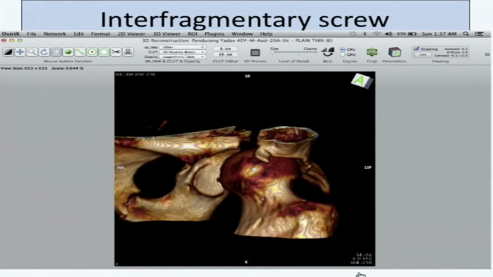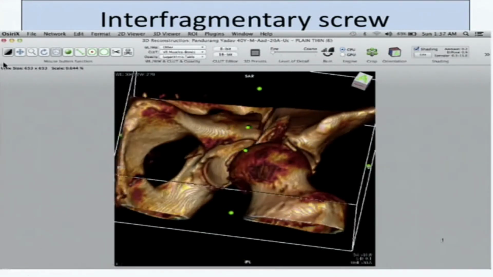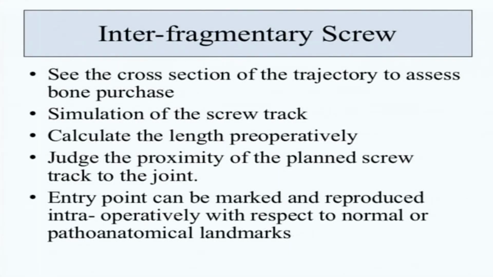Let's skip through this now. So for the interfragmentary screw, we can see the cross section of the trajectory to assess the bone purchase. We can simulate the screw track. We can calculate the length preoperatively. We can judge the proximity of the planned screw to the joint, and the entry point can be marked and reproduced intraoperatively with respect to normal or pathoanatomical landmarks.